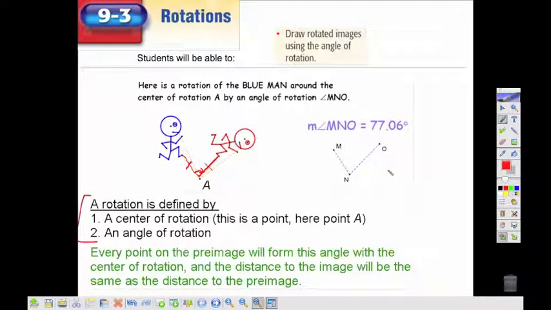So remember, for rotation, there's only two things we need. We need to know the center of rotation and the angle of rotation.